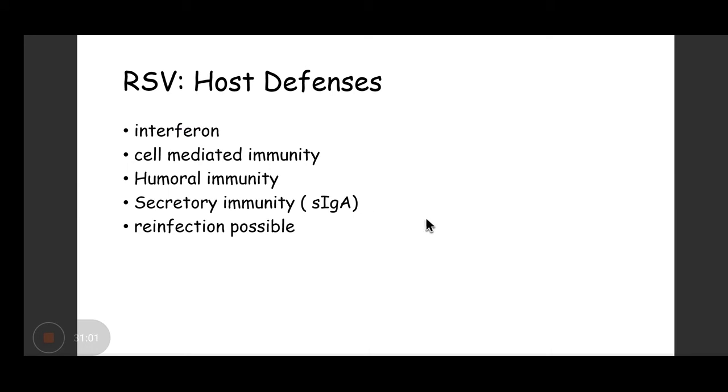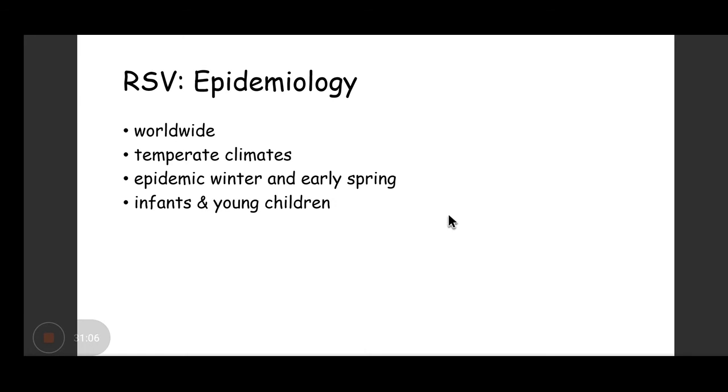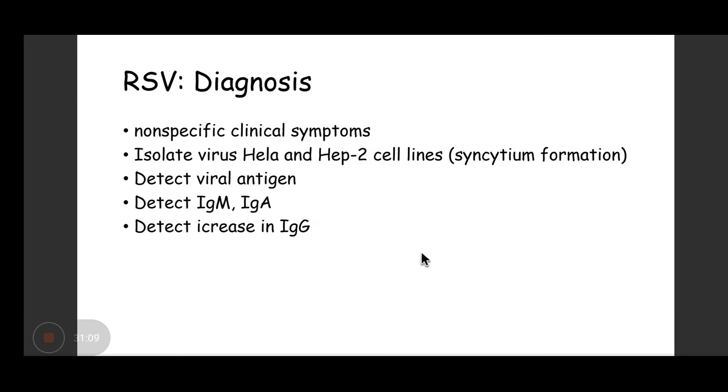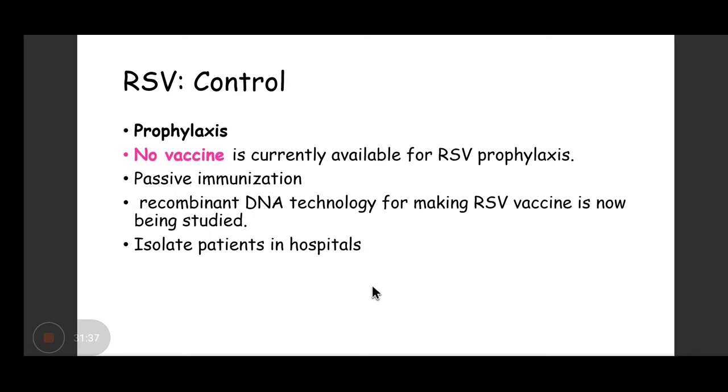Host defense: because it's a viral infection, both humoral and cell-mediated immunity are required. Diagnosis is by cell culture, antibody detection, or RT-PCR. Earlier, the diagnosis of viruses used to be done either by cell culture, if the virus is culturable, or by antibody detection. Nowadays, because RT-PCR facility is available, most viral infections are best diagnosed by RT-PCR, or PCR if it is a DNA virus.